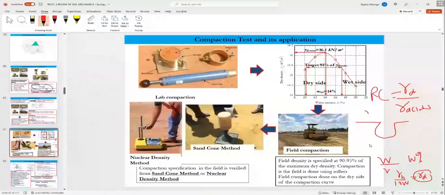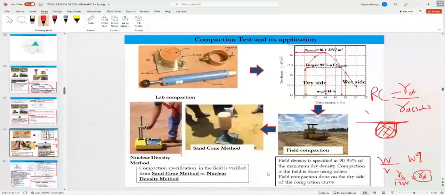Now, how do we get the volume of the hole? We replace it with sand. We will know the volume of the sand because we know the weight of the sand in the jar. We replace the hole with sand of similar weight and then get the volume here.